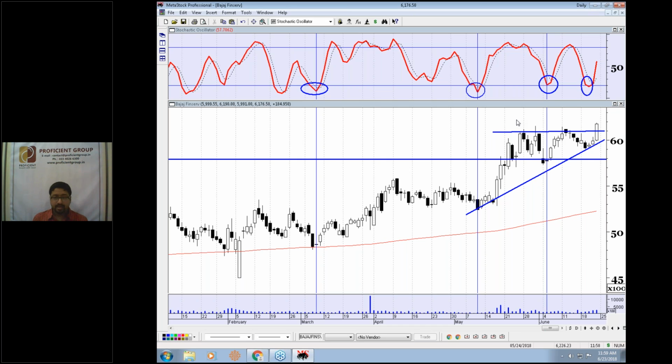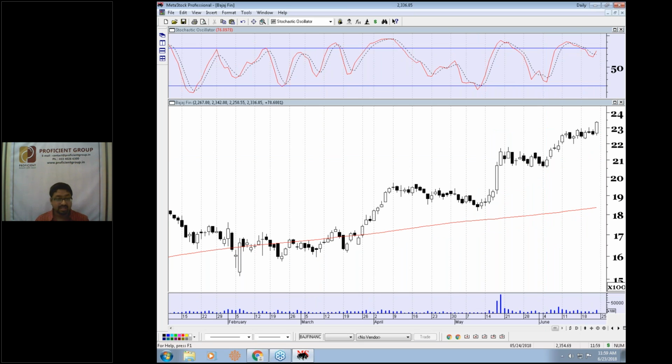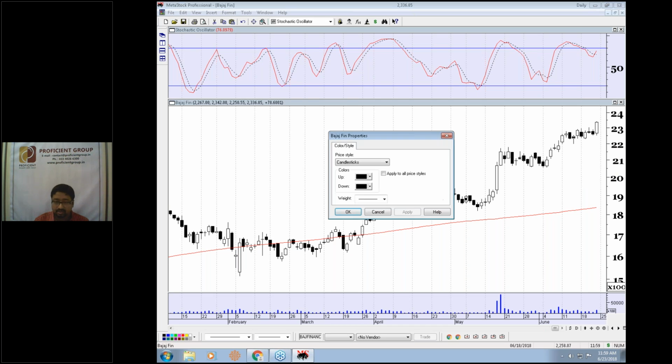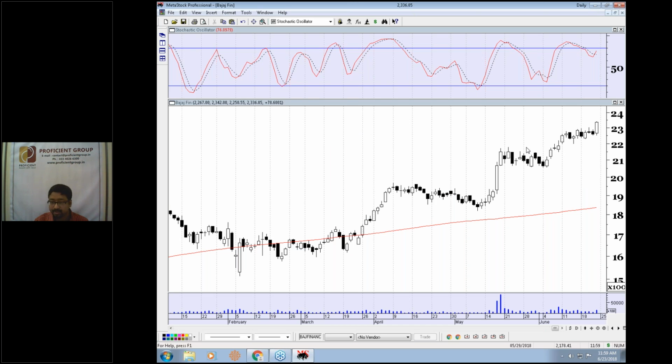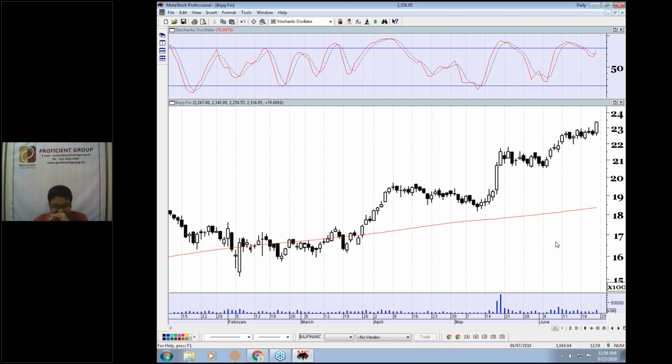Okay, then let me proceed to the next stock, which is again an NBFC stock, and this time I'm going to open Bajaj Finance. So both Bajaj twins are very good stock. Fundamentally, they contain the same gene. They both belong to the Bajaj group, and as you can see from this chart, Bajaj Finance is also showing very strong fundamental upward trend.